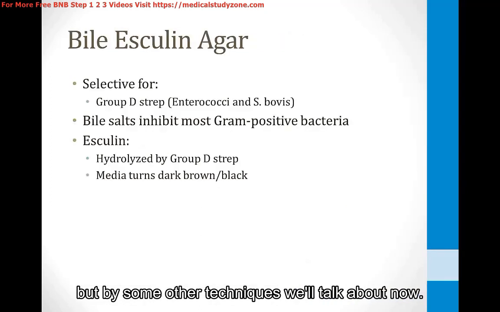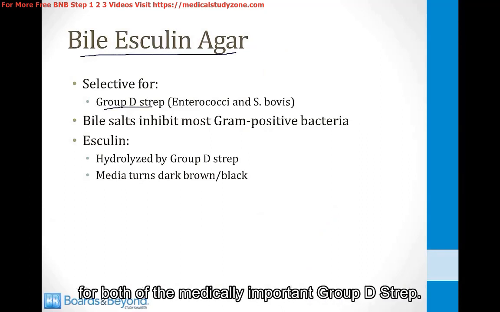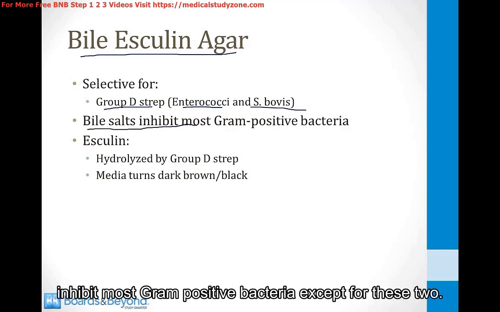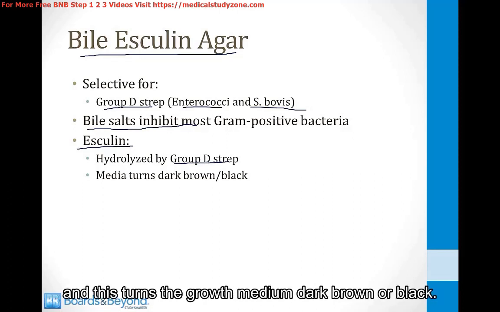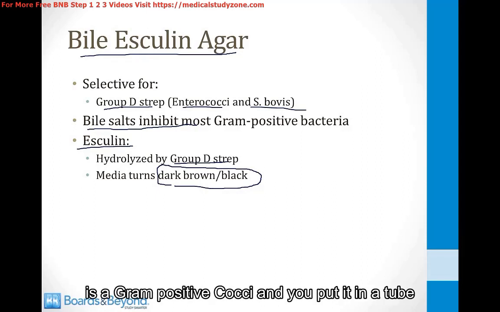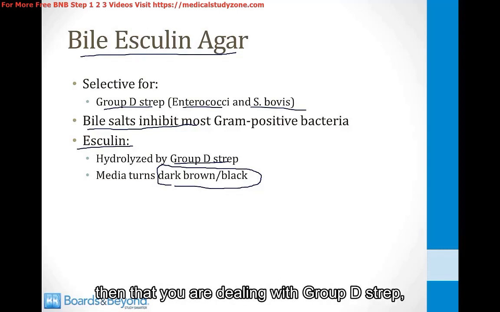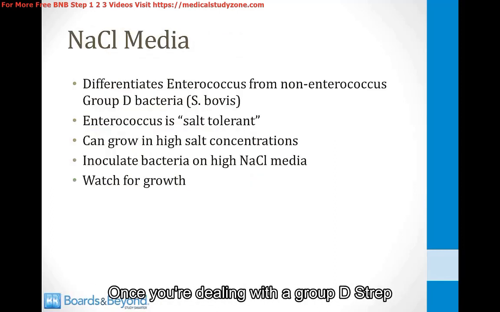So bile esculin agar is a selective growth media for both of the medically important group D strep. Both enterococci and strep bovis will grow on this medium. It contains bile salts which inhibit most gram-positive bacteria except for these two. It also contains esculin, which is a substance that's hydrolyzed by group D strep, and this turns the growth medium dark brown or black. So if you have a bacteria that is a gram-positive cocci and you put it in a tube of bile esculin agar and the bacteria grow and turn the media dark brown or black, then you know that you are dealing with group D strep, and this is the way it can be done in a microlaboratory.